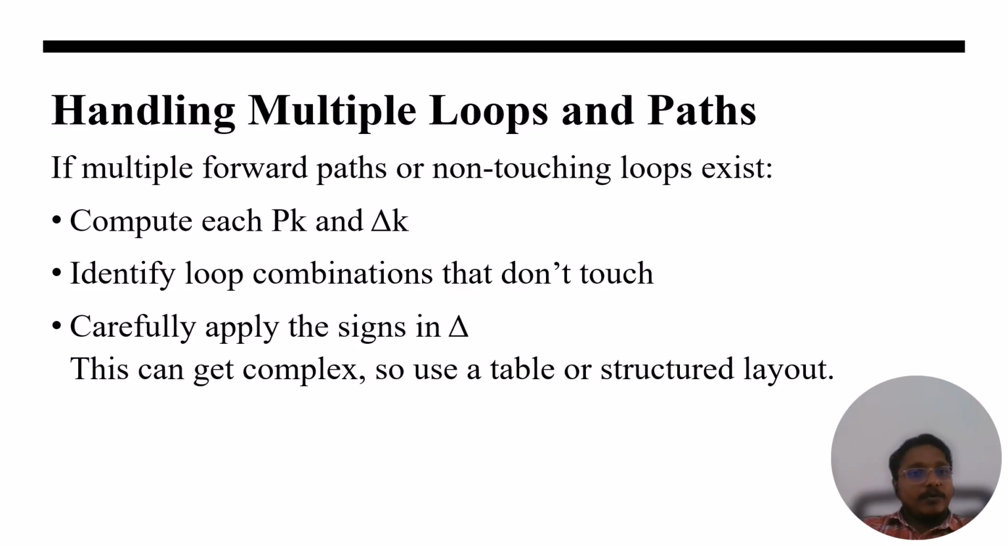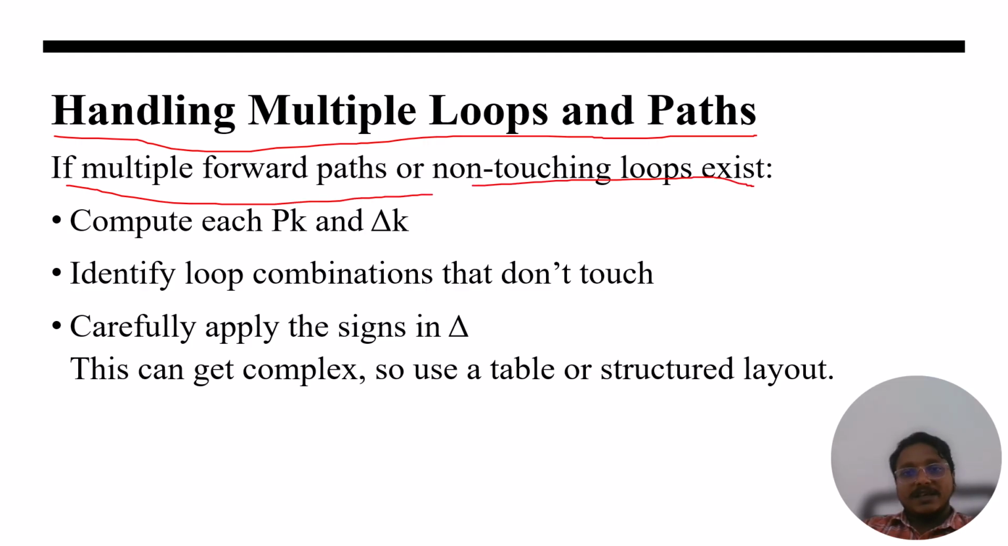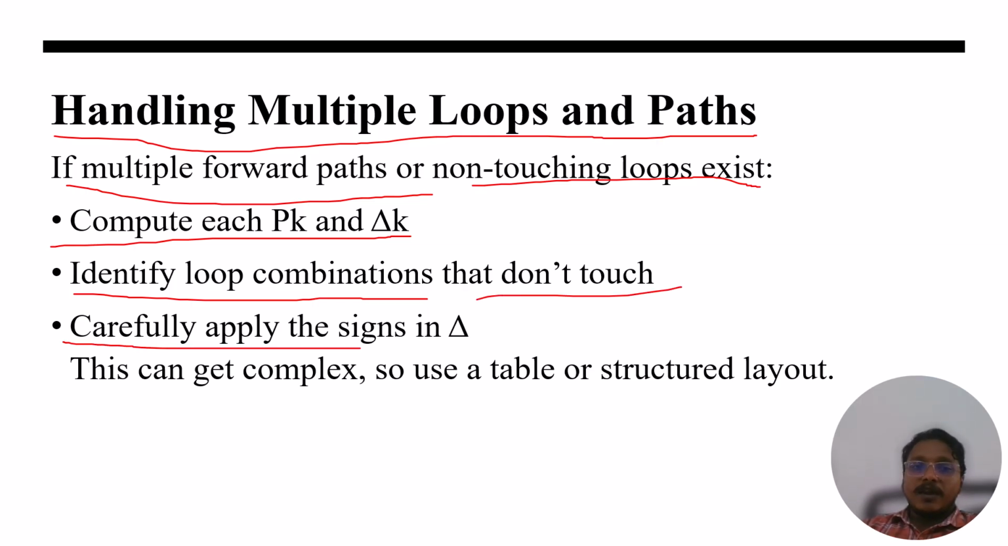Now, if you are having multiple loops and multiple paths, how can you handle this? There is a step-by-step detection method. If multiple forward paths and non-touching loops exist, first you need to get each Pk and Delta k. That means each individual gain and also the summation gains you need to identify. After that, you need to identify the loop combinations that don't touch, then you can get the total Delta. If you carefully apply all the signs with respect to Delta, then you will get the Mason gain formulation that you can apply.